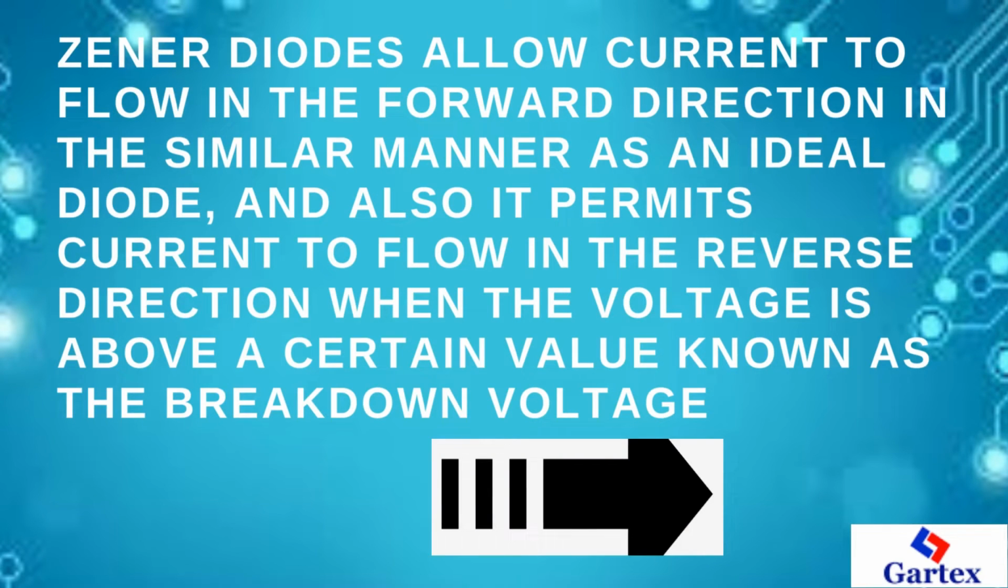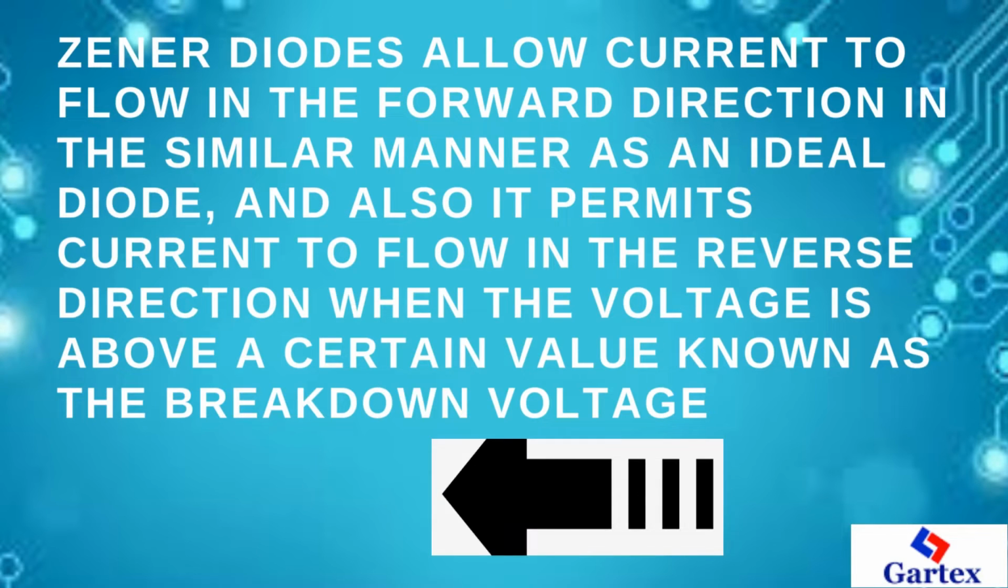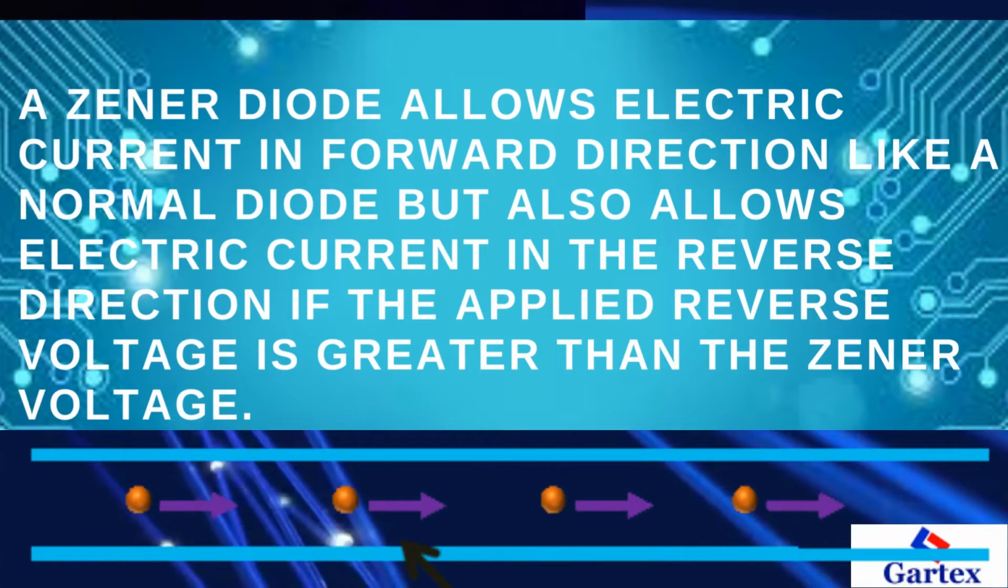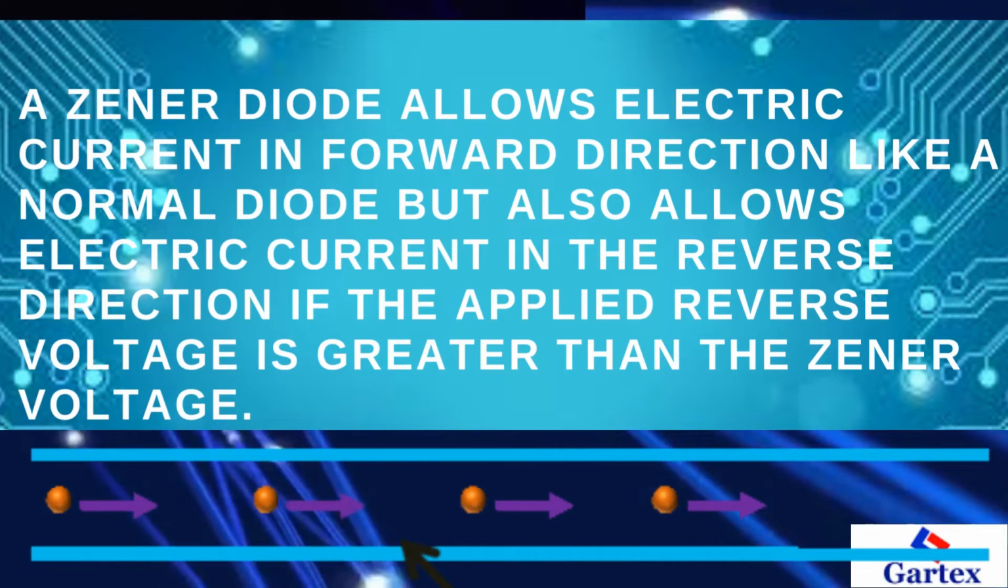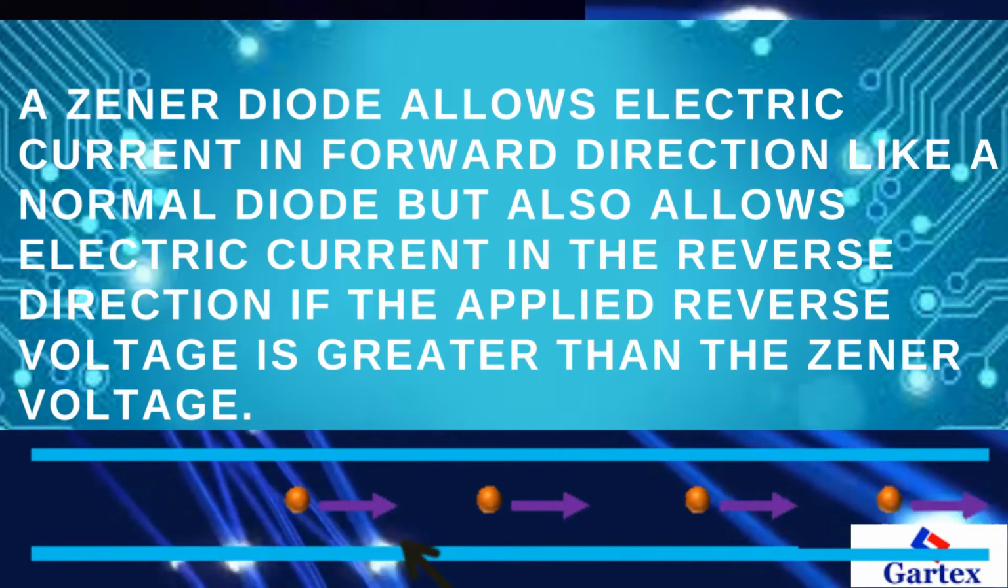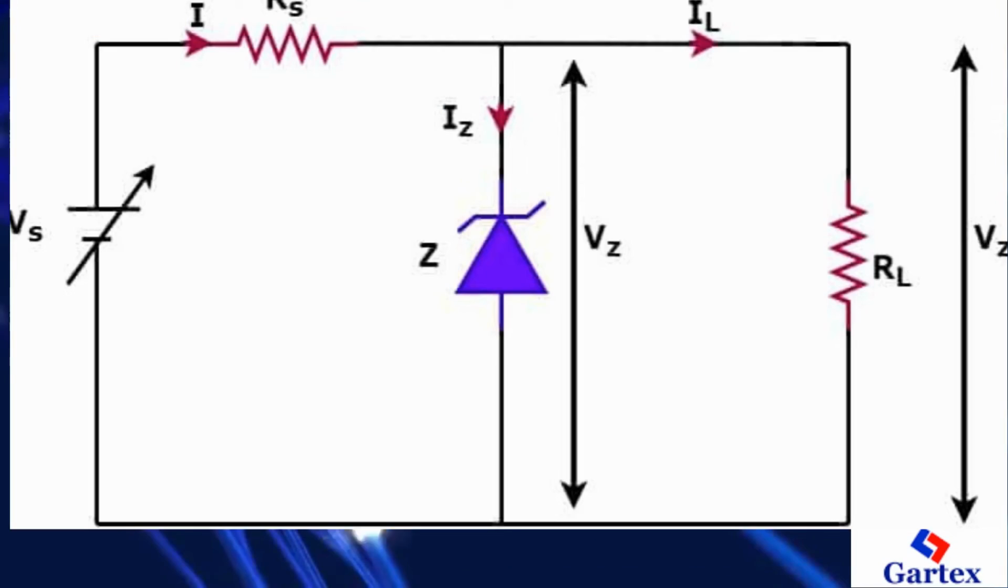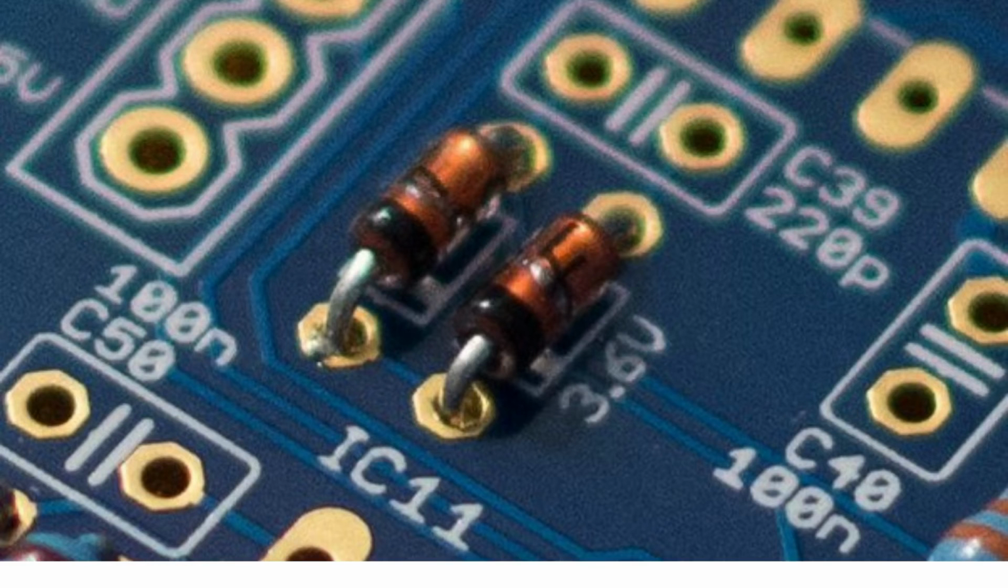Zener diodes allow current to flow in the forward direction in a similar manner as an ideal diode, and also permit current to flow in the reverse direction when the voltage is above a certain value known as the breakdown voltage. This voltage can also be referred to as Zener knee voltage or Zener voltage. A Zener diode allows electric current in the forward direction like a normal diode, but also allows electric current in the reverse direction if the applied reverse voltage is greater than the Zener voltage. So, a Zener diode is always connected in the reverse direction because it is specifically designed to work under reverse bias.